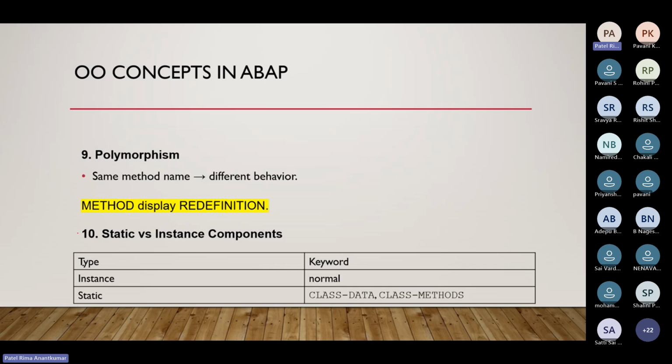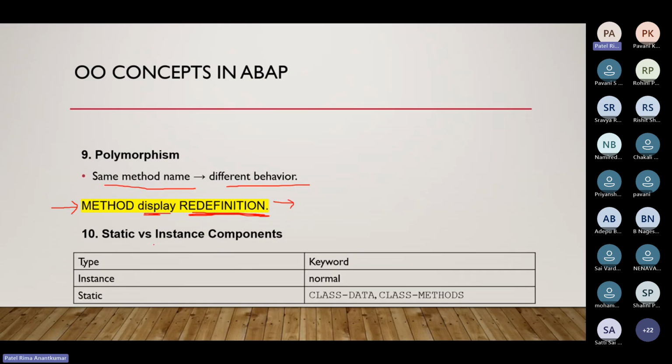The next concept is polymorphism. We have done polymorphism in Java also, right? The same method name but different behavior. That is known as polymorphism. Here, if you want to use polymorphism, you need to write METHODS, for example, the name of the method is display, and then the keyword REDEFINITION. I will show you this also by the practical only.